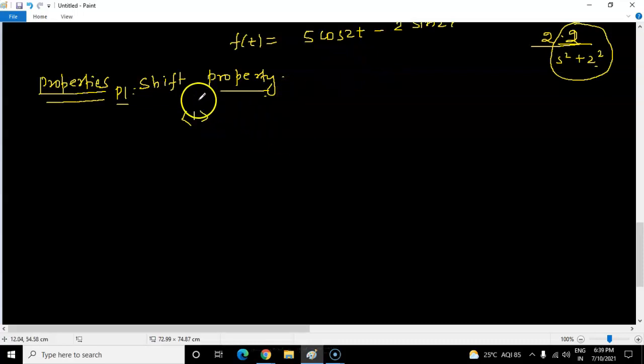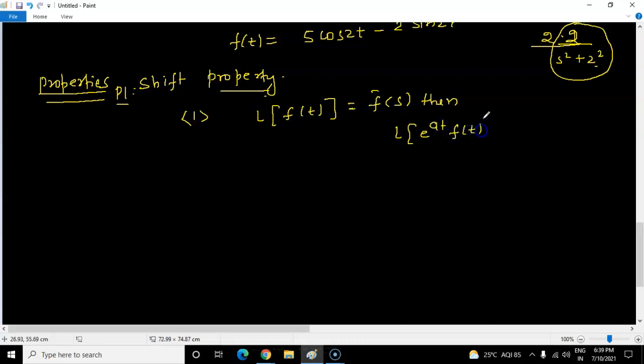Okay, so Laplace shifting property, we know that if Laplace of f of t is equal to a bar of s, then given Laplace of e to the power of at f of t, we can write the same a bar of s, just we have to replace s with s minus a. This one we did in the Laplace. This is the Laplace transform.